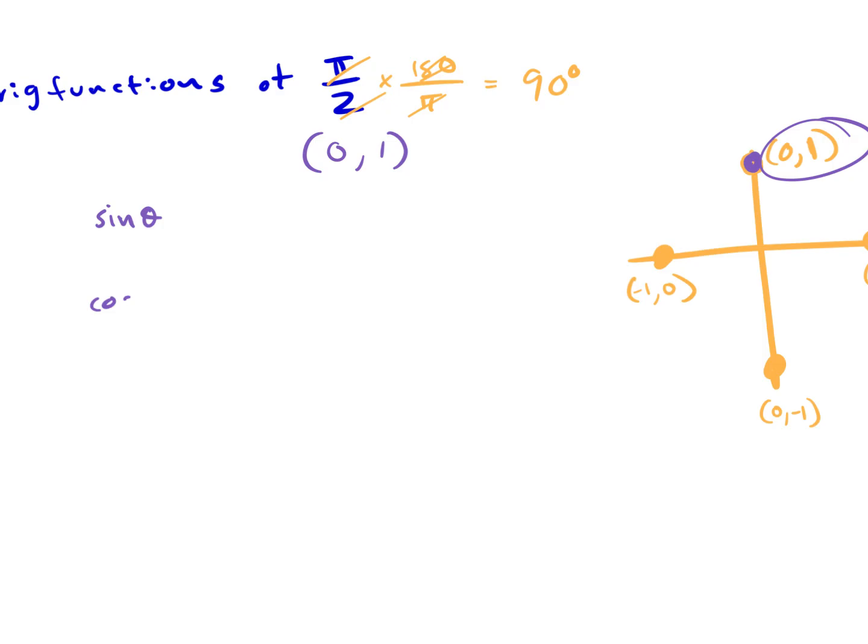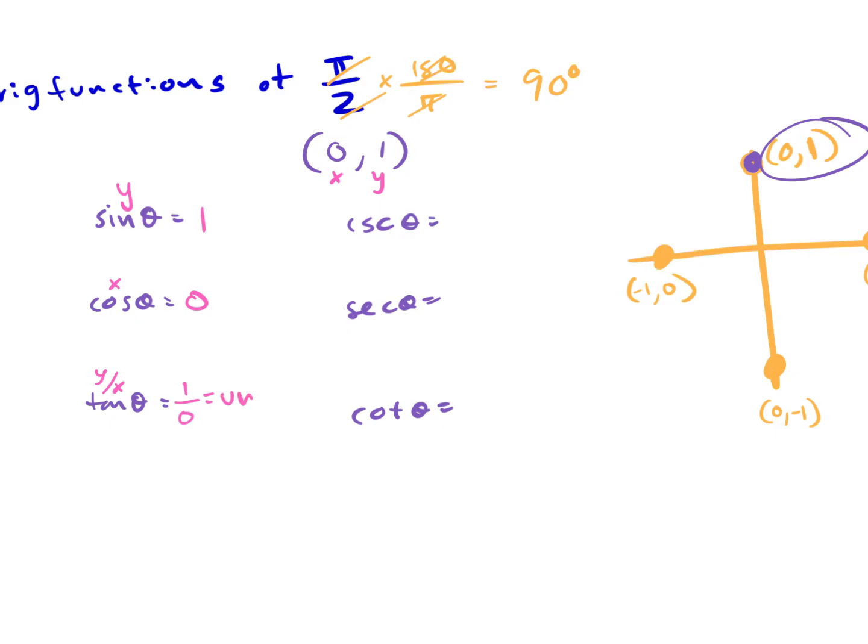Sine, cosine, tangent, cosecant, secant, cotangent. So sine, we look at what value? The y. So our y is 1. Cosine, we look at the x. X would be 0. Tangent is y over x. So 1 over 0 would simplify to what? Undefined. Perfect.